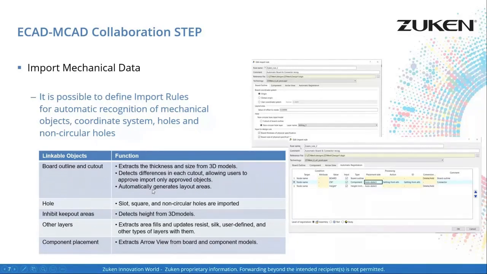And then also the component placement, we can have those configured for us. On the right-hand side, what you can see is I can create pre-assigned rules where I can go through different tabs. As you can see here, I have the board outline, component, arrow view, automatic registration, for example, and I can say, this is what I want to do when I import STEP files in future. So I can do this once and reuse the information.